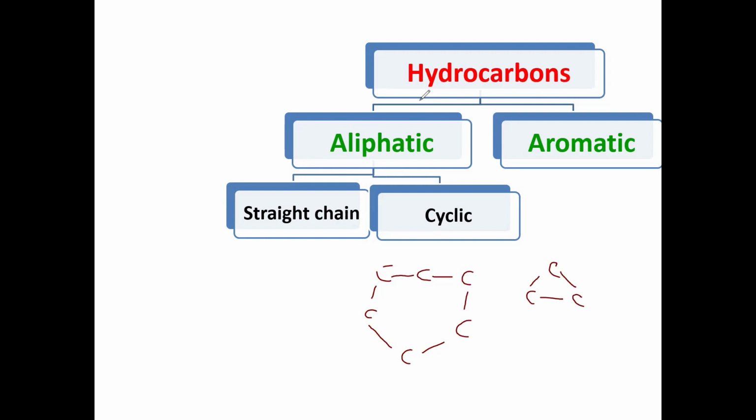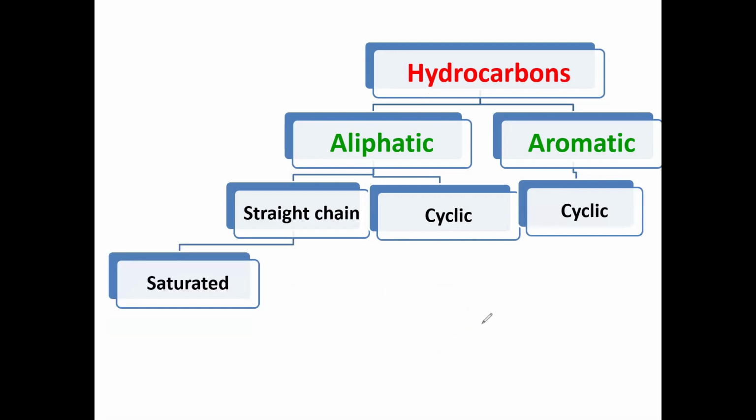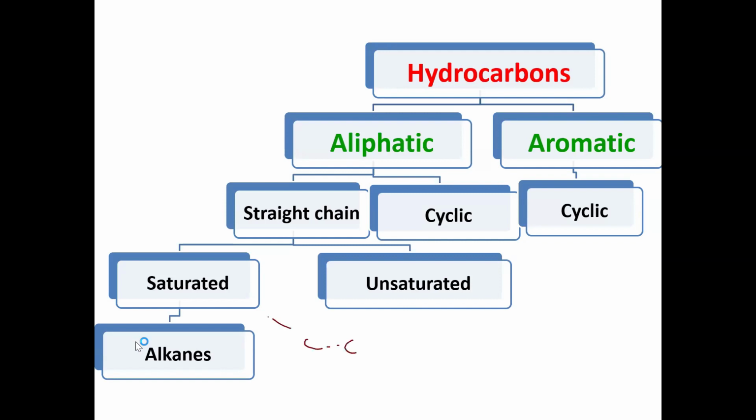And then after this, under aromatic, we have cyclic. So all aromatic compounds are cyclic. And then the straight chain is divided into two, that is saturated and unsaturated. When we say a compound is saturated, it means that all the carbon to carbon bonds are single bonds. Between each and every carbon is a single bond.